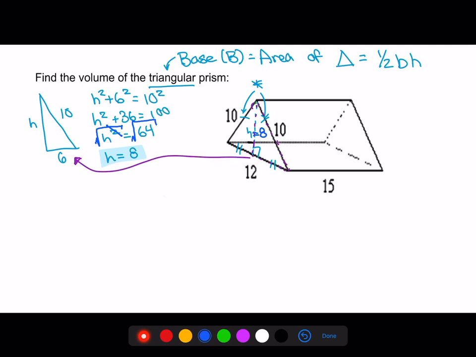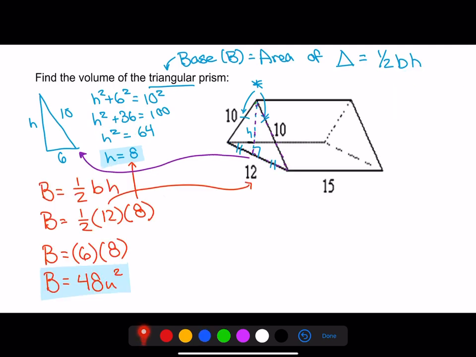From here, we can find big B is equal to 1/2 our base, which would be 12 in this case, because again, our base is always perpendicular to our height, no matter what. So I have 1/2 of 12, which is our base, times 8, which is our height. Doing that will give us big B is equal to, well, half of 12 is 6, and then 6 times 8 is 48 units squared. So that's the area of our base.